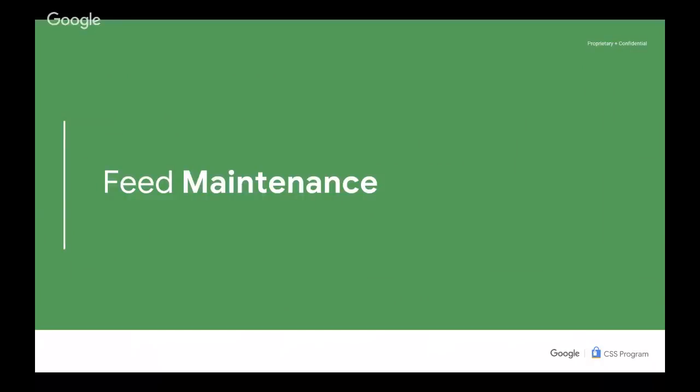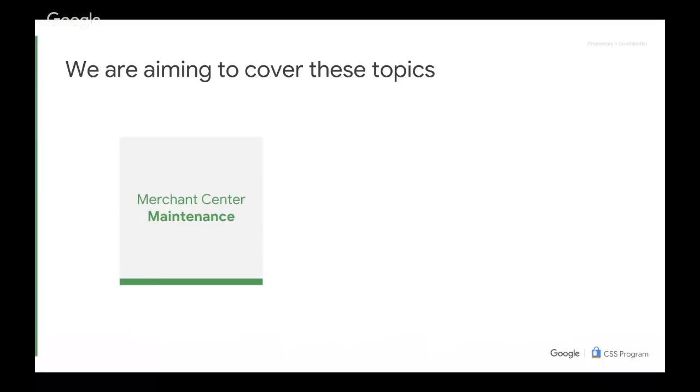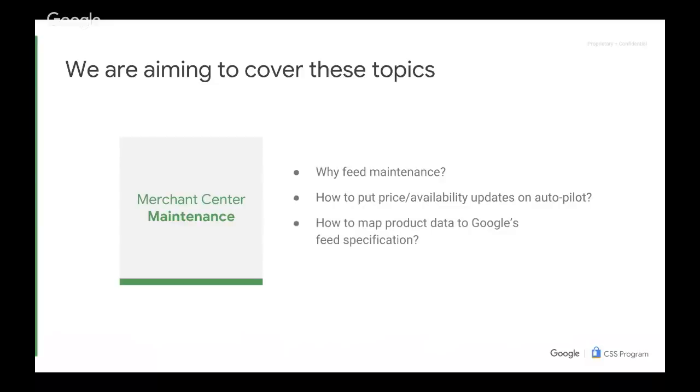So far, we've covered Merchant Center basics and a bit about feed health and common pitfalls. Now, lastly, we'll take a quick look at feed maintenance and how to keep your feeds up to date. We'll go through 3 points in this section: why feed maintenance matters, how you can ensure frequent updates to price and availability are put on autopilot, and lastly, we'll cover how you can map product data to Google's feed specifications.